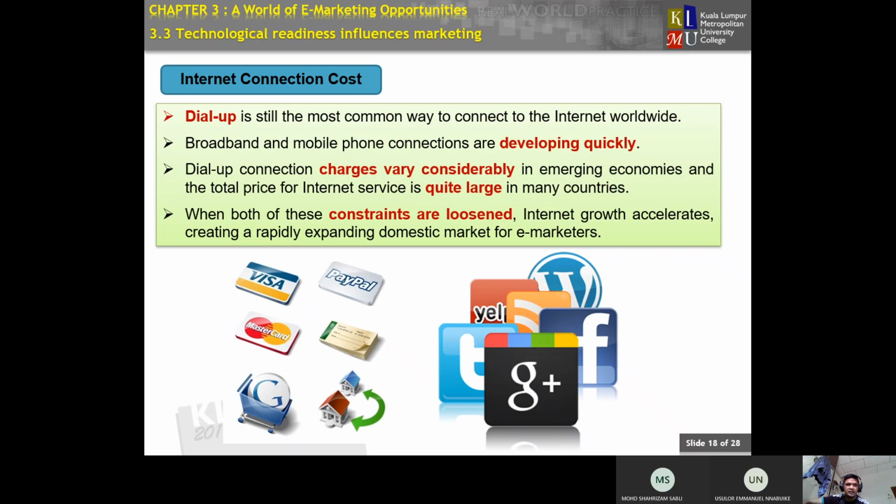But 300 megabits for 149, if you ask me, it's a bit expensive. It is a little bit expensive. If you talk about around 500 megabits for 149, it is considered a good price. But 149 ringgit for 300 megabits is, what we call it, expensive.